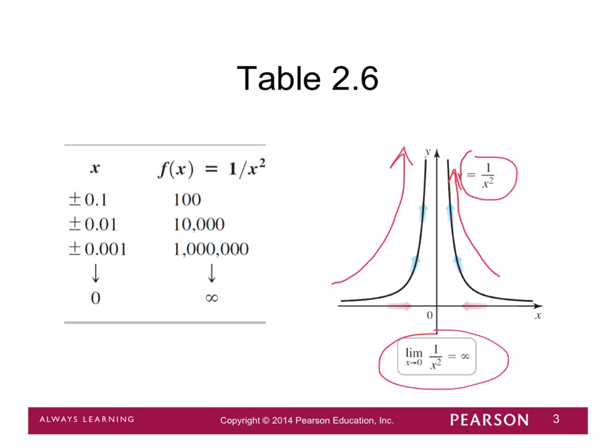And intuitively, this should make sense, because as we're taking 1 and dividing by a smaller and smaller and smaller number, this is getting bigger and bigger and bigger. And so when we divide by something that's infinitesimally small, we should get something that's infinitely big.